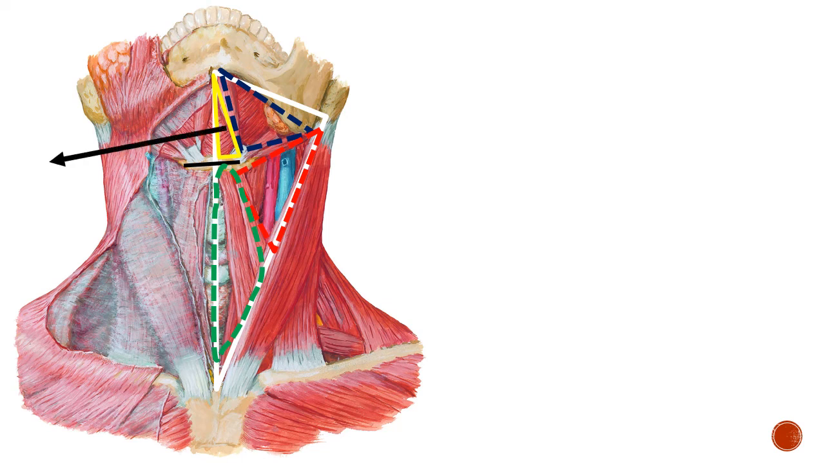Remember the names. So this is the submental triangle, the submandibular triangle, which is also called the digastric triangle, the carotid triangle, then the muscular triangle. So these are the four subdivisions of the anterior triangles of the neck.